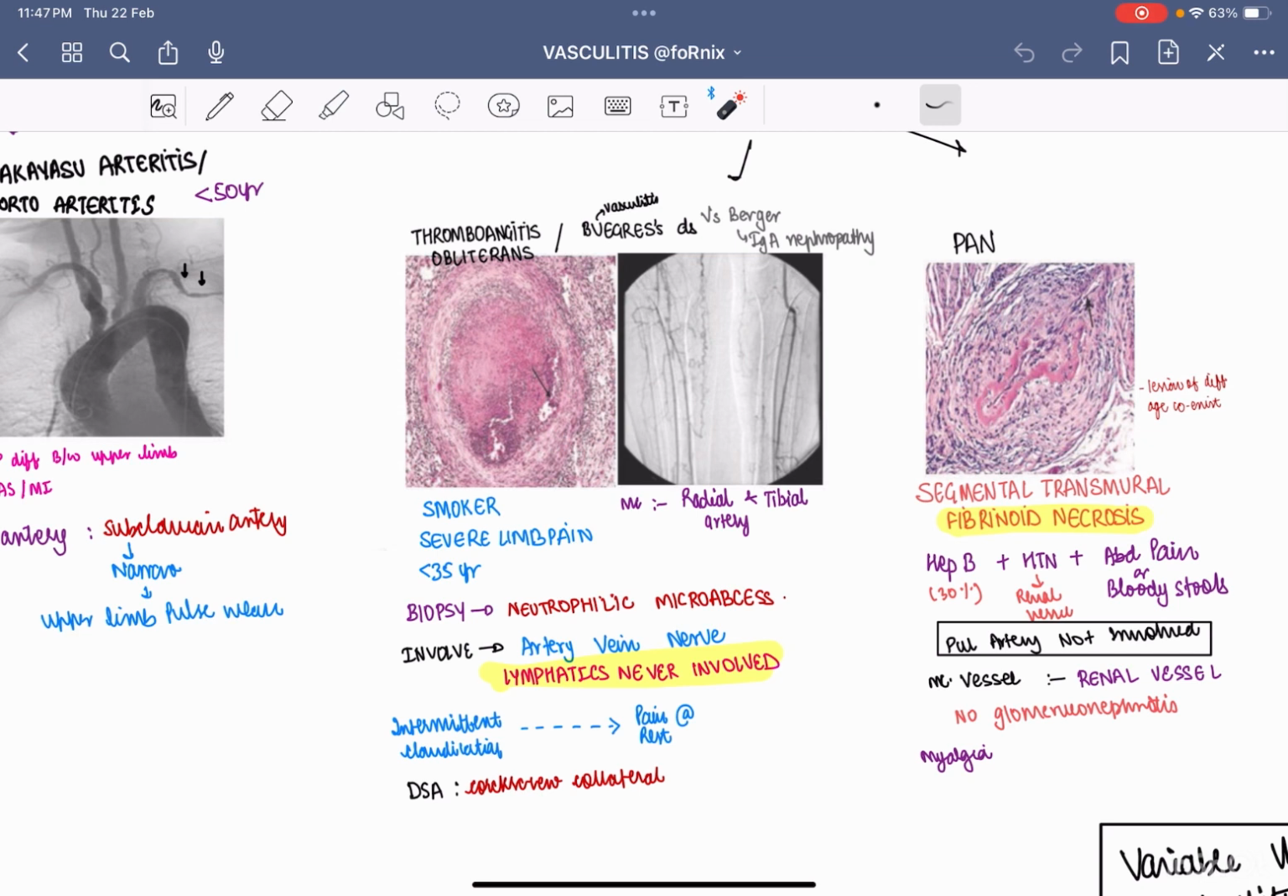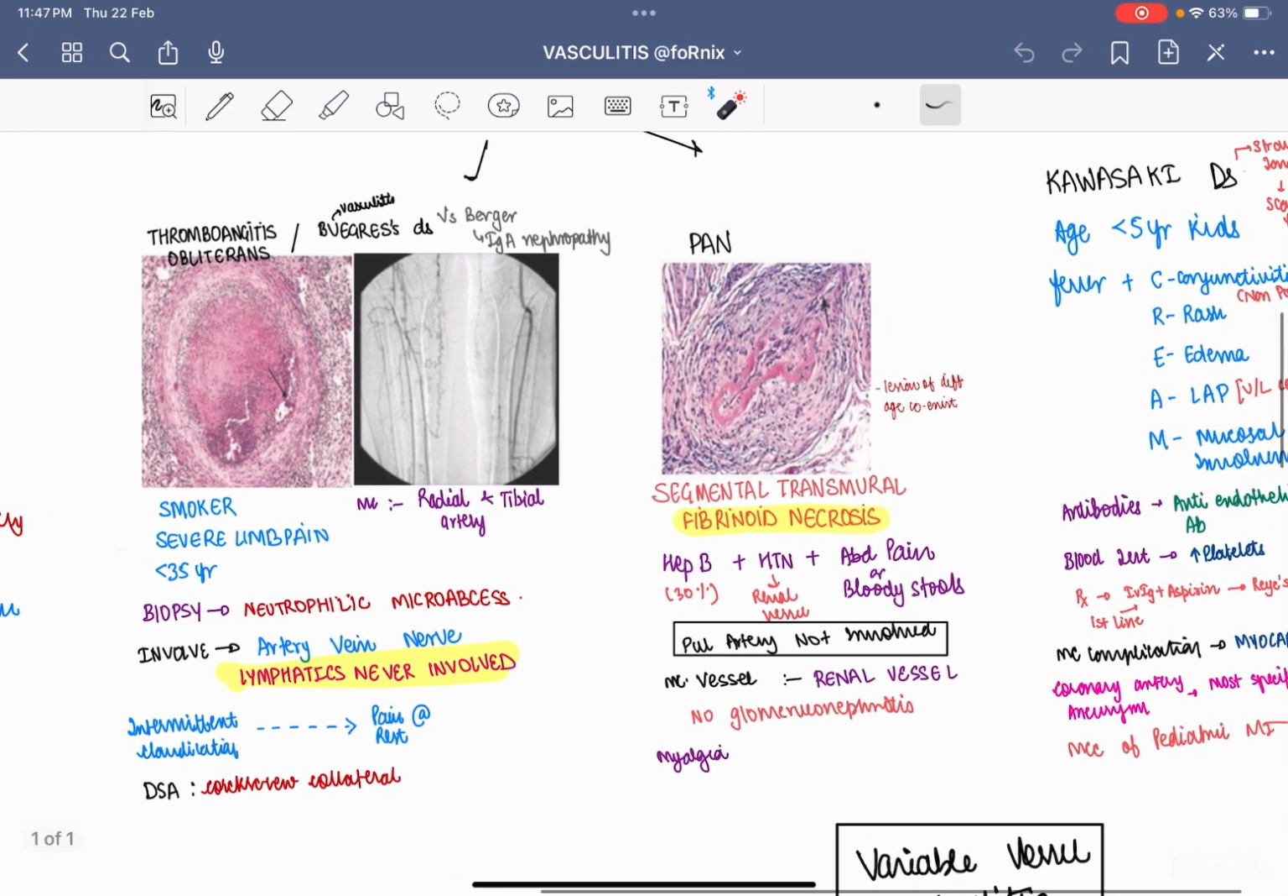Initially the patient will have intermittent claudication, but as the disease progresses it can convert into pain at rest. And on the DSA we can see corkscrew collaterals. So this sums up our Berger's disease.